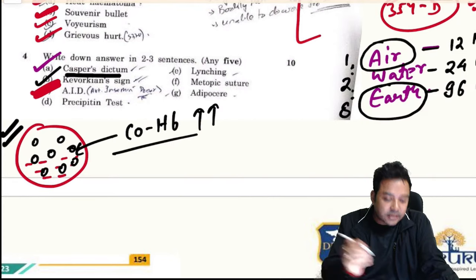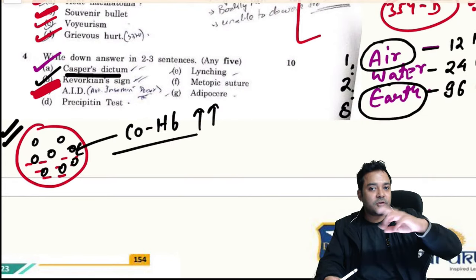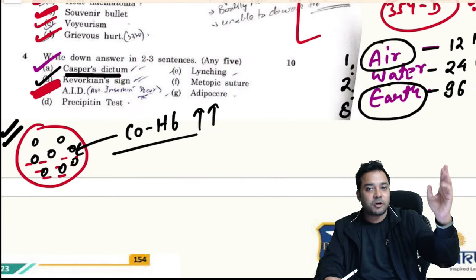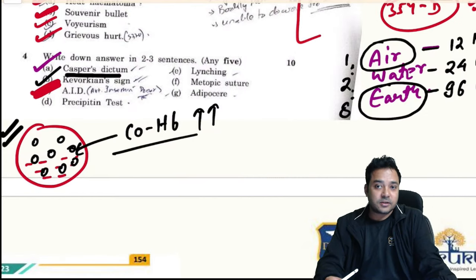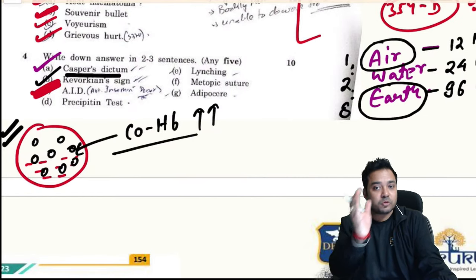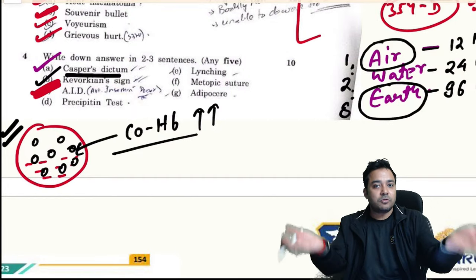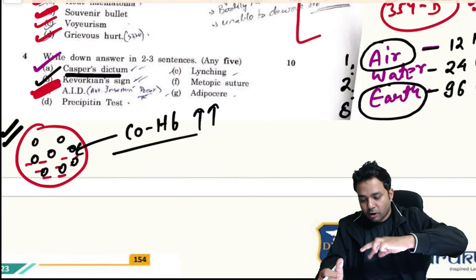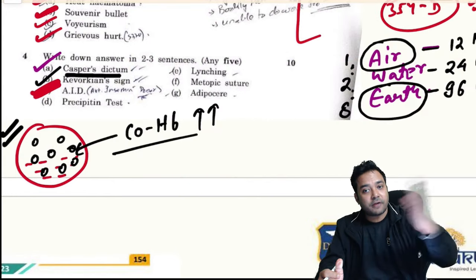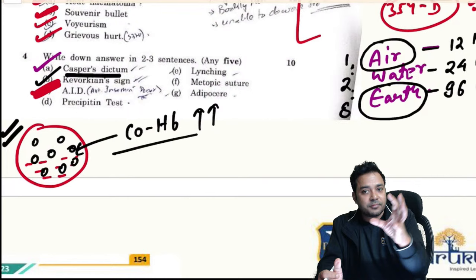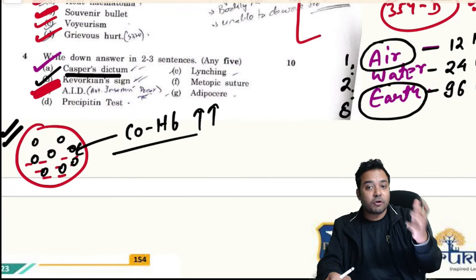Now, what is Kevorkian sign? That also we have covered. In relation to postmortem changes in a dead body, what is the utility of postmortem changes? Post means after, mortem means death. After death, some changes occur in a dead body which we utilize to derive our time since death. How much time has passed after death of the person? This we call time since death.